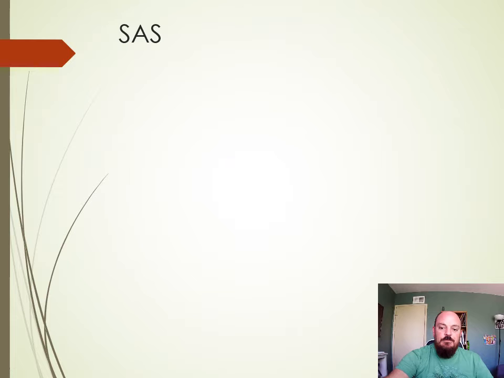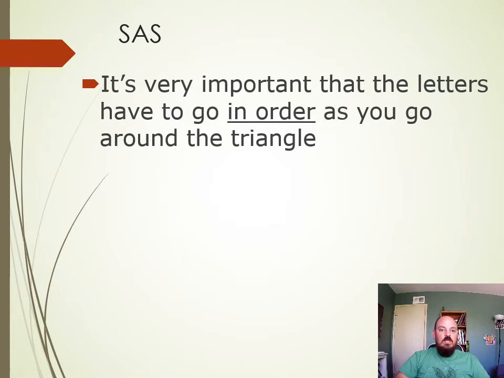All right. So here's what I want you guys to notice about the name of the theorem, SAS. It's very important. Now, this didn't matter for SSS because it was all three sides. There's no order if you're talking about all the sides of a triangle. But for the other letter theorems, it does become important. So the letters of the name of the theorem go in order around the triangle.